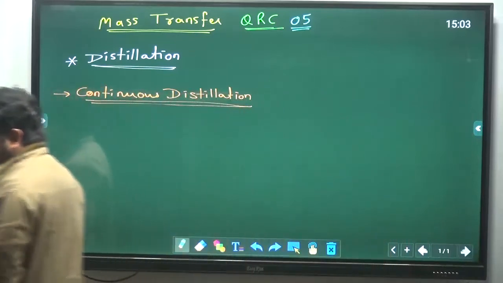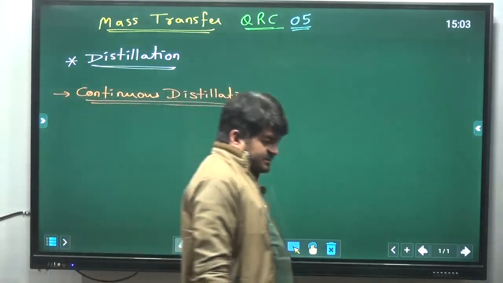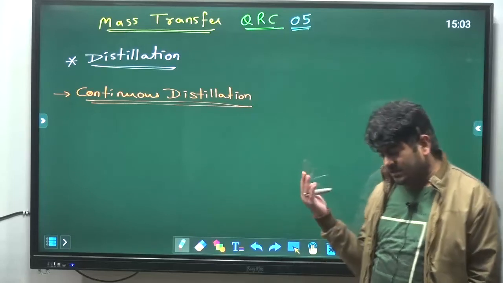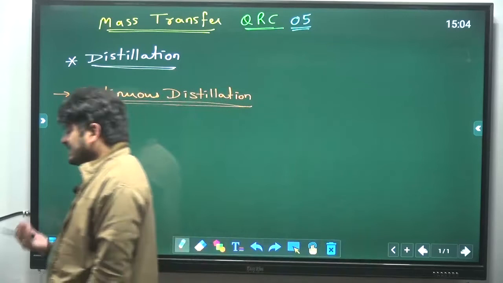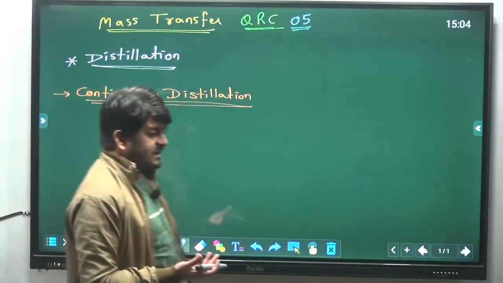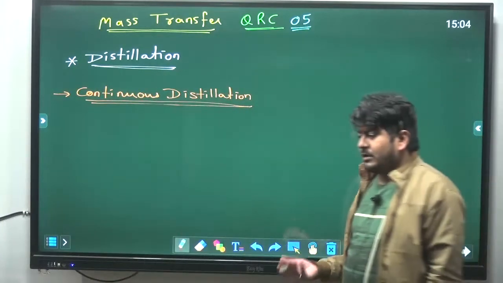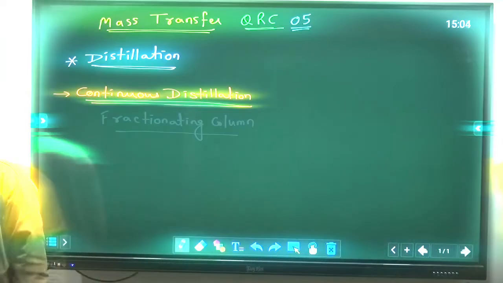Yesterday we completed the convective mass transfer, overall mass transfer coefficient, and we started our discussion on the basics of distillation. Today we are supposed to discuss, as you said, the designing and working of continuous distillation column, also known as fractionating column.